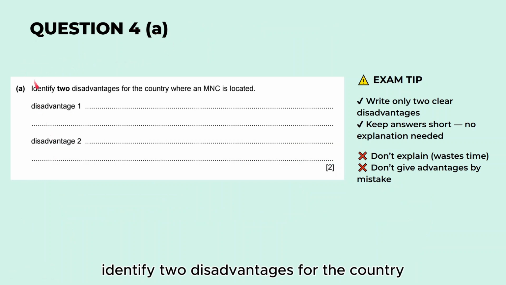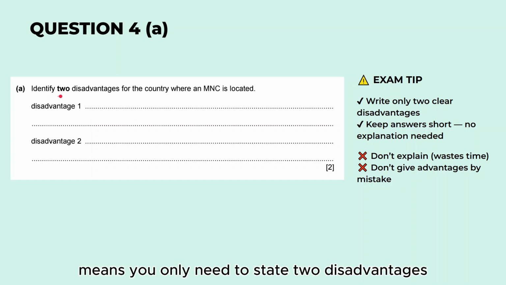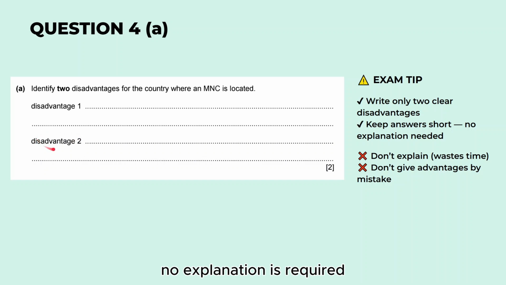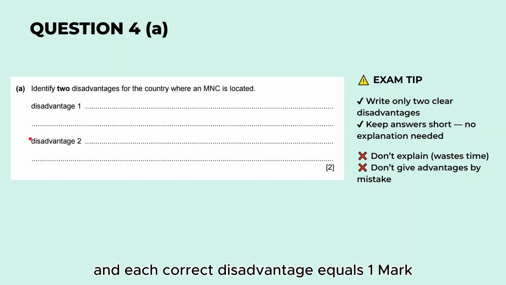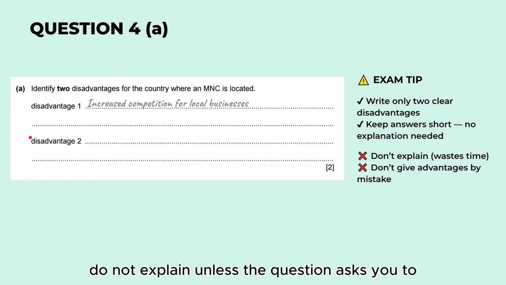Identify two disadvantages for the country where an MNC is located. This is a 2-mark identify question, so it mainly tests AO1 knowledge. The command word identify means you only need to state two disadvantages. No explanation is required, and each correct disadvantage equals 1 mark. Keep your answers short and clean. Do not explain unless the question asks you to.